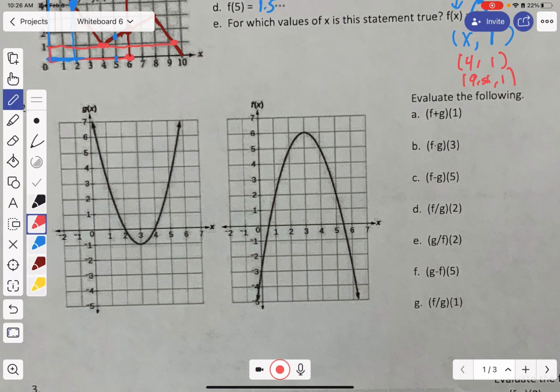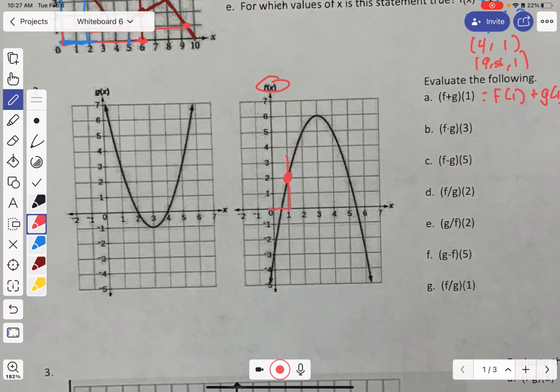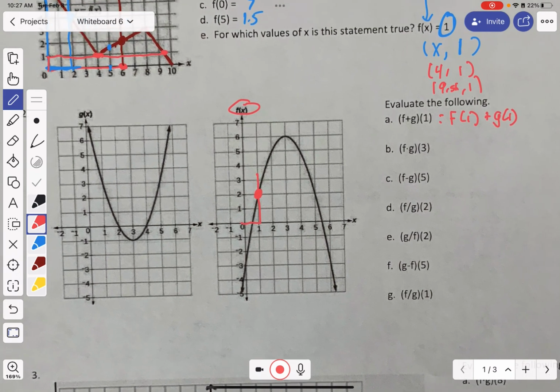So the first one says, find f plus g of 1. If you remember from yesterday, that means we have to find f of 1 and add to that whatever g of 1 is. So now we have to do two. We have to do it twice. First, we have to find f of 1. So here's my f function. I go over 1, and then I draw my vertical line. Where they intersect is what it equals. So f of 1 is equal to 2.